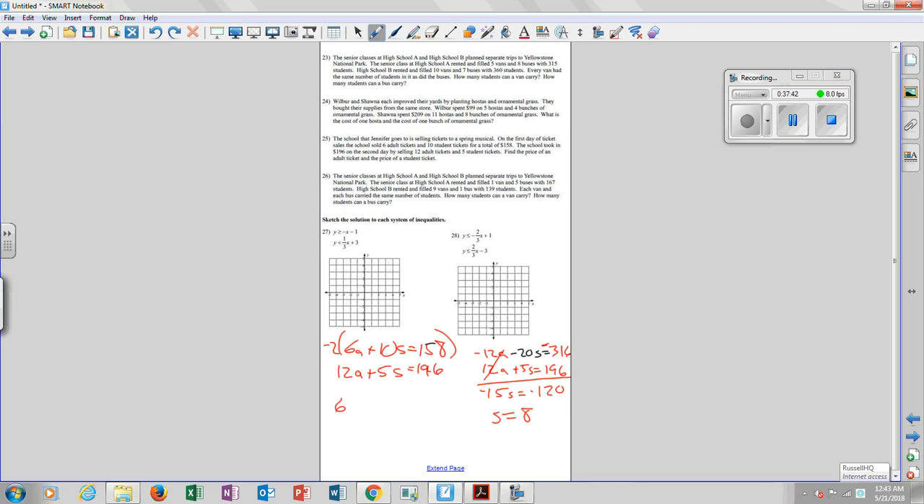Plug that in. 6A plus 10 times 8 is 80 equals 158. Subtract the 80 over. And then divide by 6. And you get A equals 13.